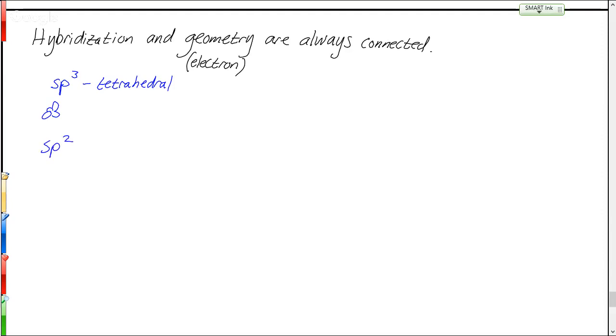sp2 is 3 hybrid orbitals. So if you space out 3 hybrid orbitals, what kind of geometry do you get? Yeah, trigonal planar. So sp2 orbitals are always going to arrange themselves in a trigonal planar way. What about sp? Linear, yeah. So sp, if there's just 2 hybrid orbitals, they're going to be in a linear fashion. So linear molecules, linear electron geometry, meaning just 2 groups, are going to be sp hybridized.